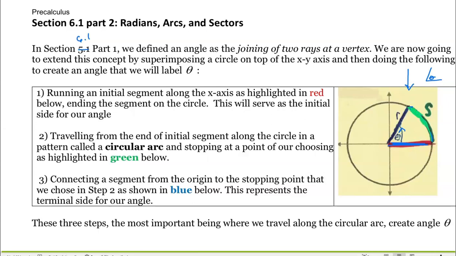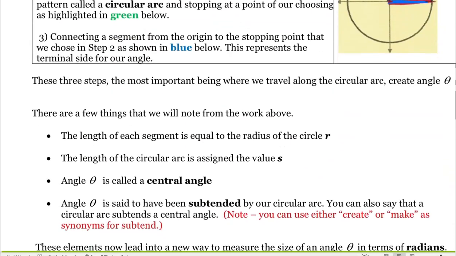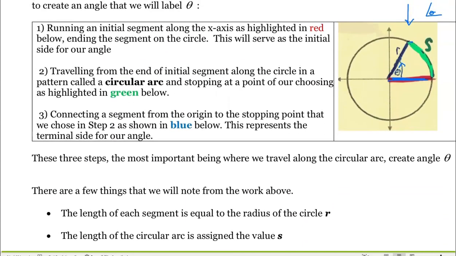Okay, so here is what we've done. Okay, connecting a segment from the origin to the stopping point that we choose in step 2 is shown in blue below. So let's see what we're doing here. So here is your blue. Here's where you're going to end. The red was where we started. And here's the direction, the positive direction that we moved in. Okay, so that's our angle. The only difference from the previous day is that now it's inside a circle, and that's going to be important to our understanding of radian measurement.